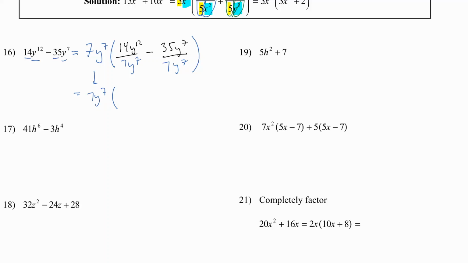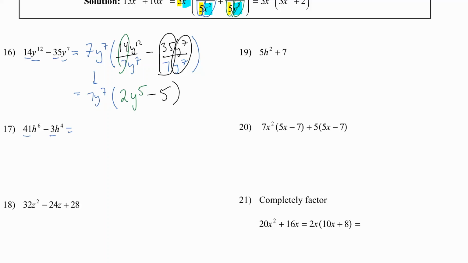So 14 divided by 7 is 2. y to the 12th divided by y to the 7th is y to the 5th. And then 35 divided by 7 is 5, and then y to the 7th divided by y to the 7th is 1. All right, number 17, same idea, so let's go ahead and look at the coefficients first.